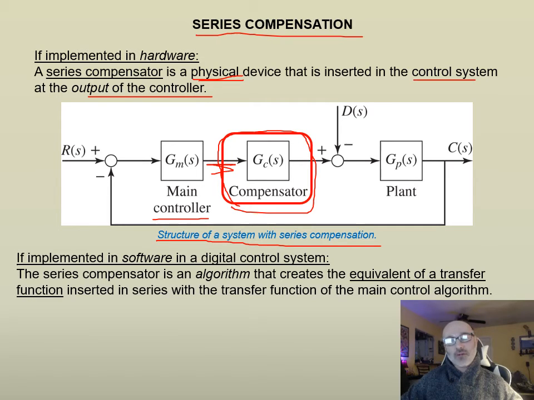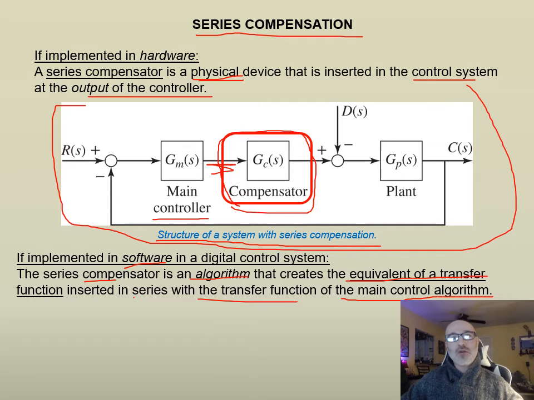Now, if this is going to be implemented in software in a digital control system, our series compensator is going to be an algorithm that creates the equivalent of a transfer function. So it's going to be the equivalent of a transfer function inserted in series with the transfer function of the main control algorithm. So that's the difference between implementing it in hardware versus software, but we can still see physically in our diagram that our compensator comes right after our controller.